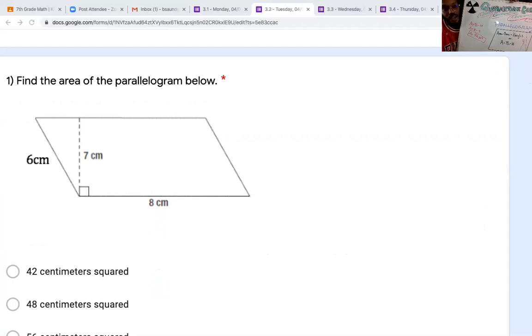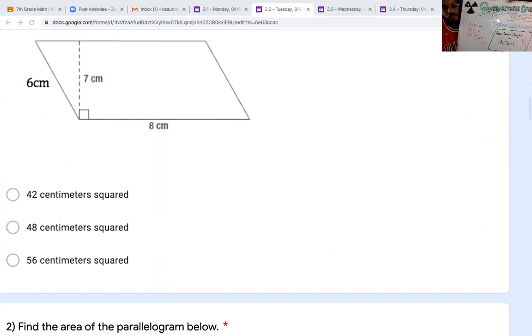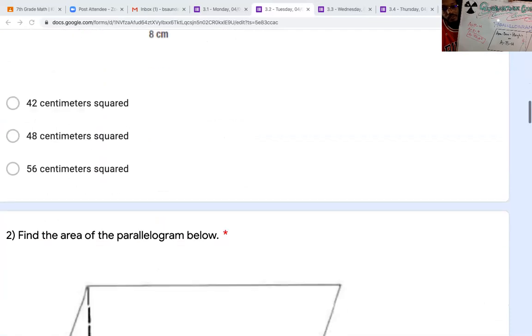This is not your height. 7 is your height. You can tell because it's the distance between this base up here and this base down here, and that's what you're multiplying. 8 times 7. And when we do 8 times 7, you should see your answer somewhere in here. I'm not going to give it away for you.